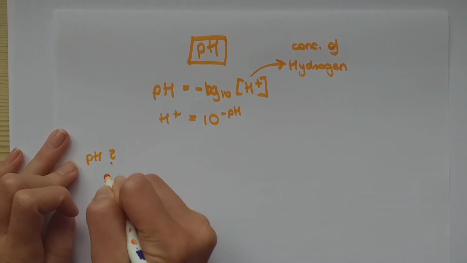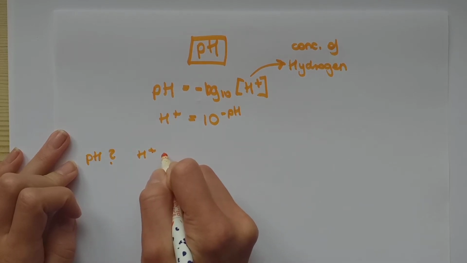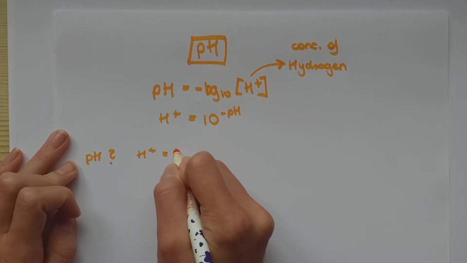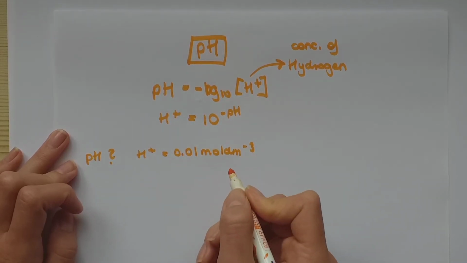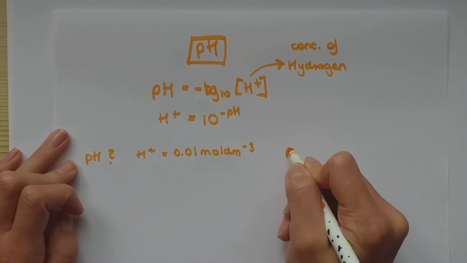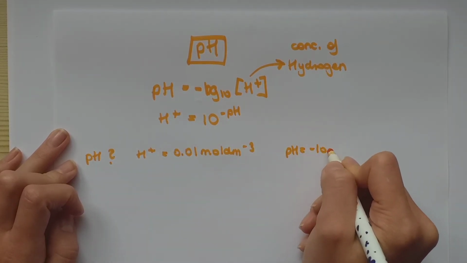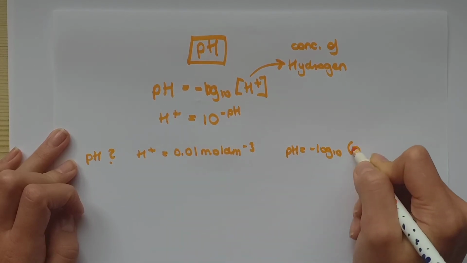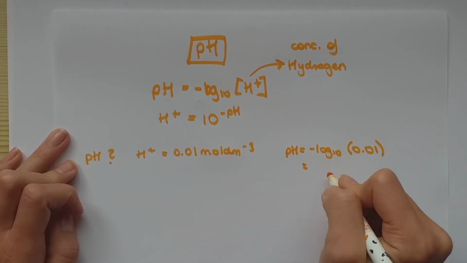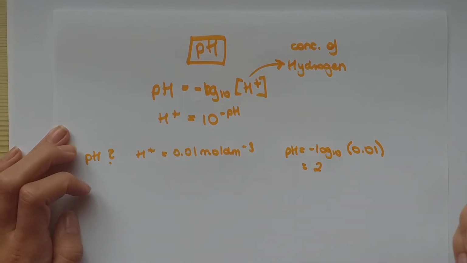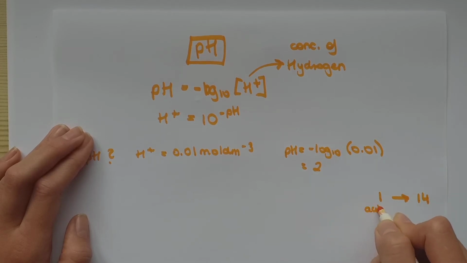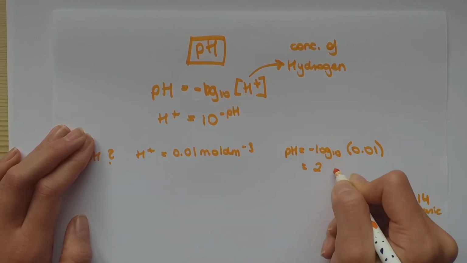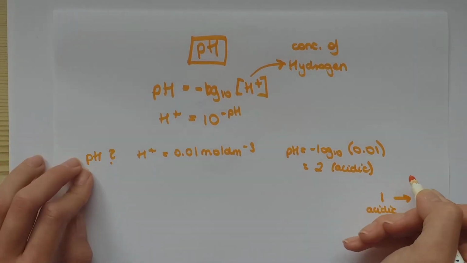So what is the pH if the H plus, so the concentration, is 0.01 mole dm minus 3? So that's the concentration of H plus. In order to find pH, you do minus log to the 10 of 0.01. You put it in your calculator and what you get is 2. So pH goes from 1 all the way to 14, where 1 is the acidic pH and 14 is the basic pH. So if you have 2, that's more of an acidic solution.